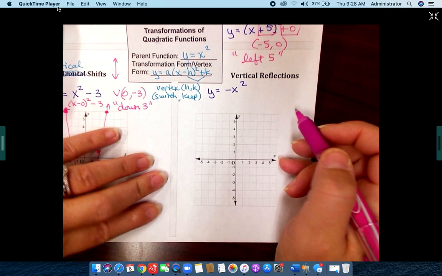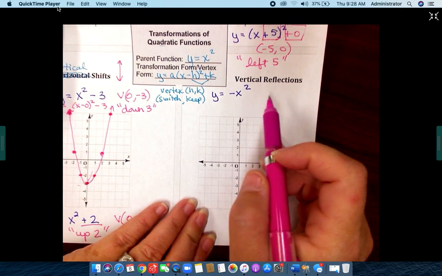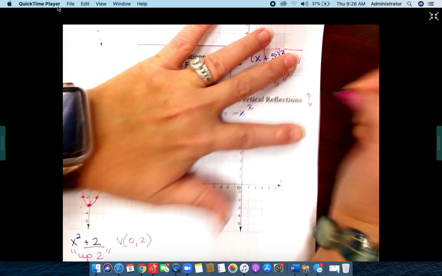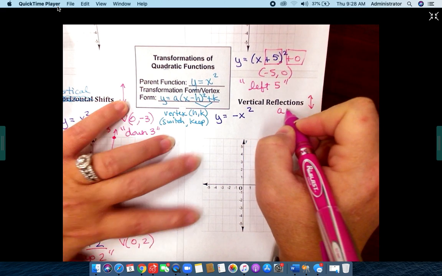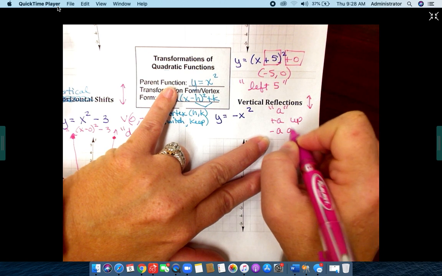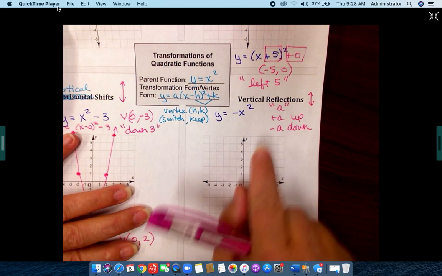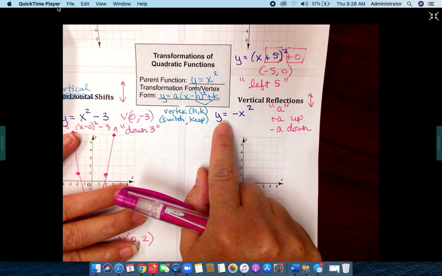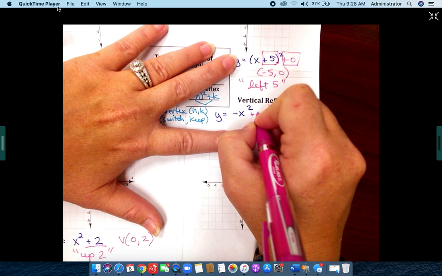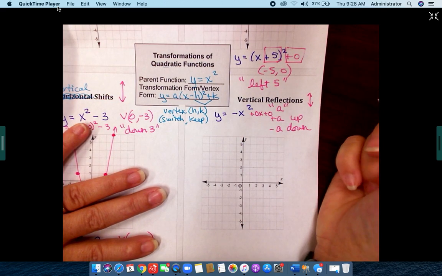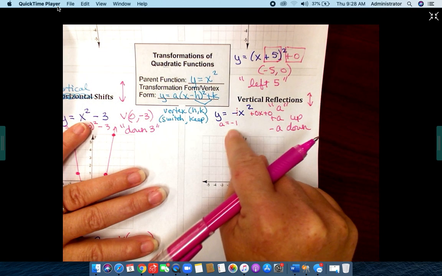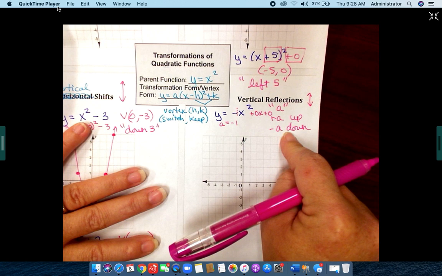The last transformation we're going to talk about today is called a vertical reflection. So remember, vertical again means up and down, but this specifically has to do with the a value. So we already know that if we have a positive a, it's going to open up, and a negative a is going to open down. We've already covered that. So if I am looking at y equals -x squared, remember, in standard form, it means you don't have a linear term or a constant term, but my a value is -1. So here, if my a value is -1, it's going to open down.